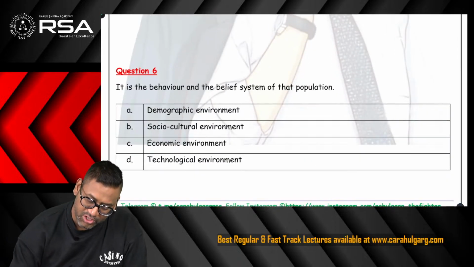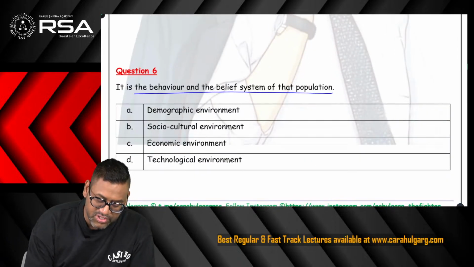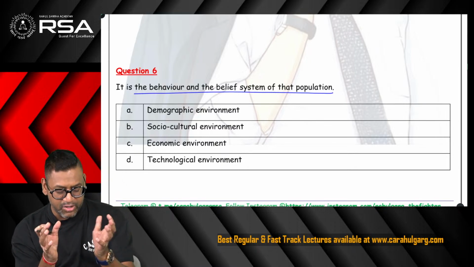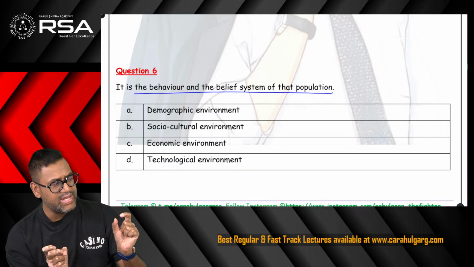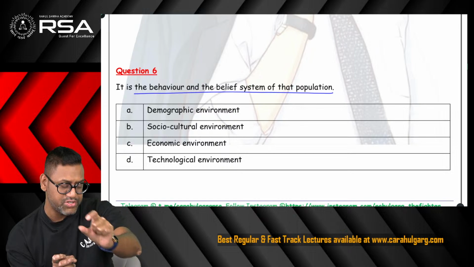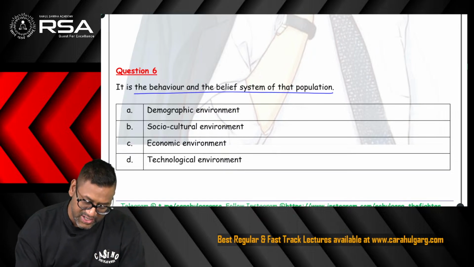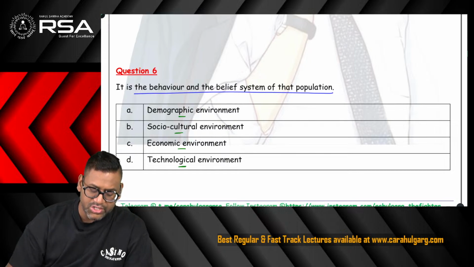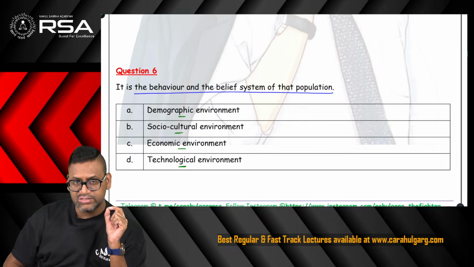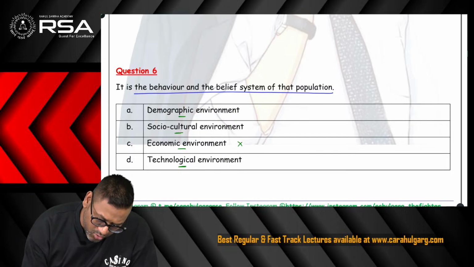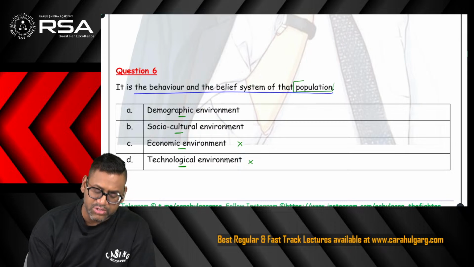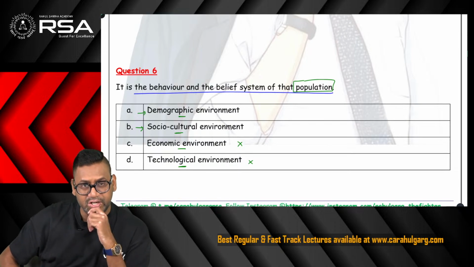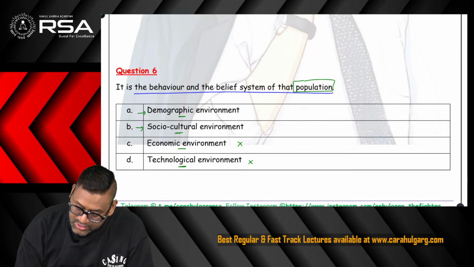Next question. Wonderful again. It's the behavior and the belief system of the population. Means when you are analyzing the particular macro environment, and you are seeing in that the behavior and the belief system of the population, which one is the correct heading to that? Is it demographic environment or the socio-cultural or the economic or the technological environment? What's the correct answer? The students usually know that these are obviously not the options because we are talking about the population part, and the two options in which students usually get confused are demographic and socio-cultural. But the correct option over here is socio-cultural.